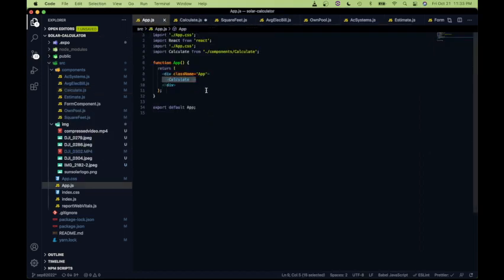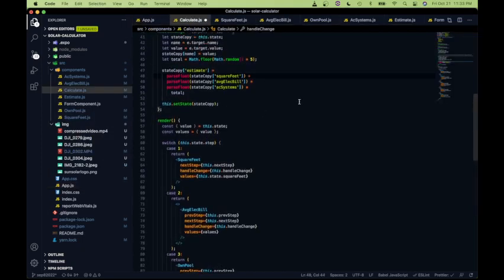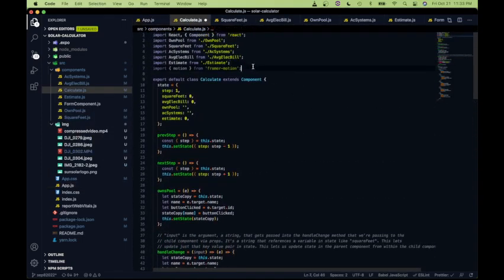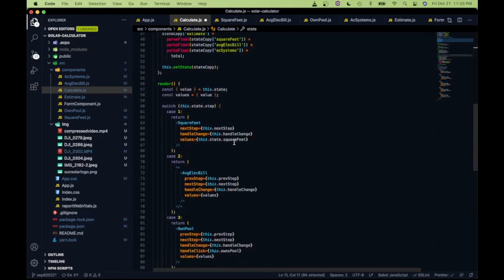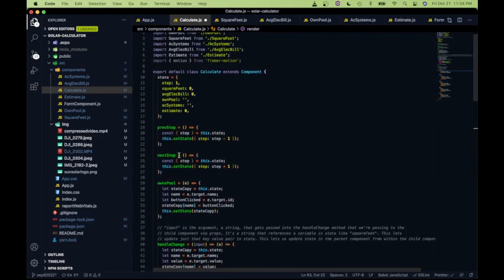Here in my app.js, I am importing Calculate. Calculate is my main component, which houses all of my other ones that are imported up here. Right here I have a class component with a state object that has all these properties on it. Further down, I'm using a switch case to conditionally render each of these components as I click to the next one. Here in square feet, one of the properties is nextStep, which takes in this next step function up here.